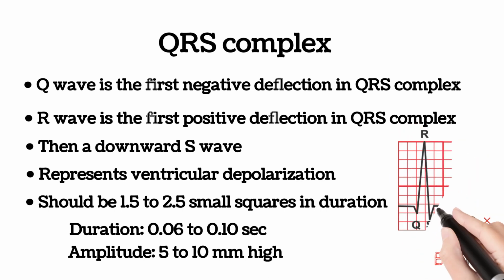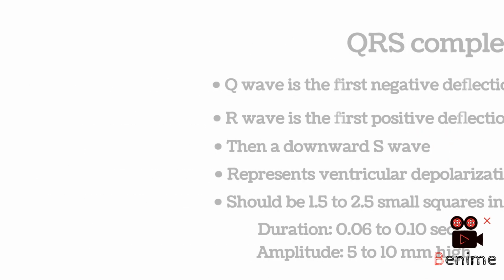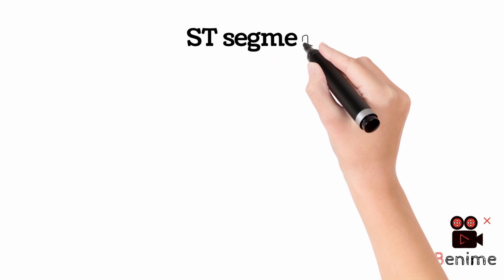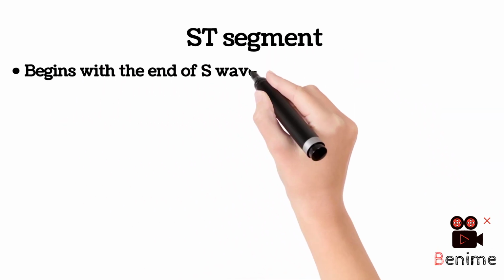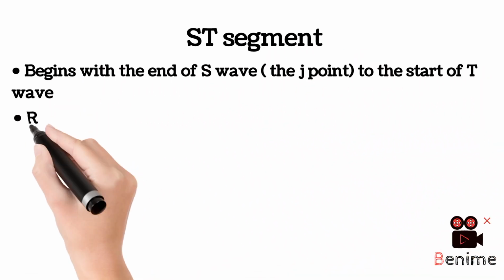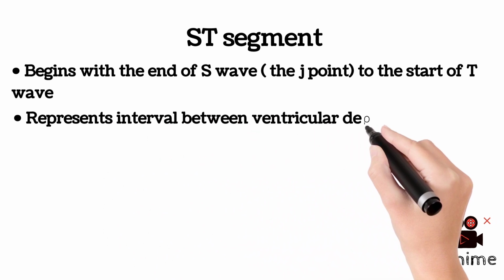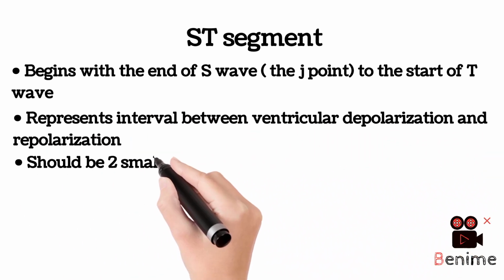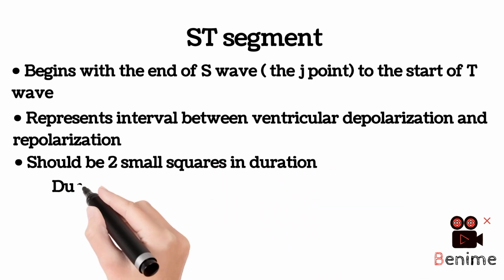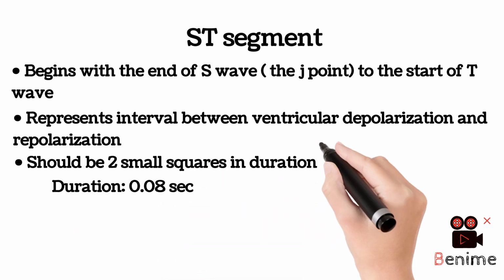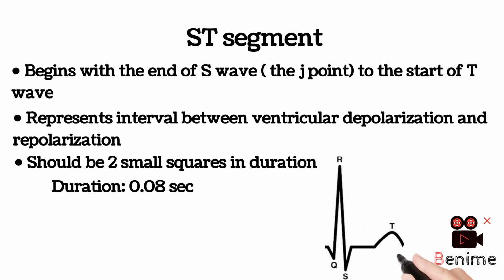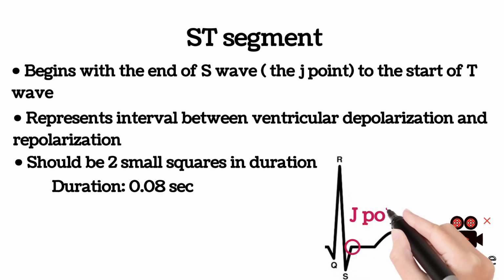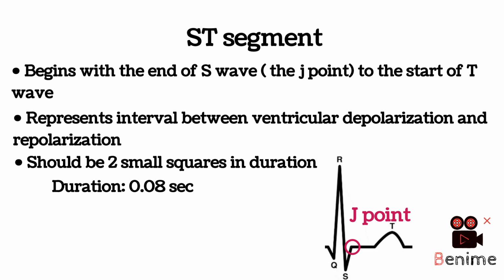After the QRS complex comes the ST segment, which begins from the end of the S wave, or the J point, to the start of the T wave. It represents the interval between ventricular depolarization and repolarization. It should be 2 small squares in duration, which is about 0.08 seconds. You may wonder what the J point is. It is the junction between the end of the QRS complex and the beginning of the ST segment.